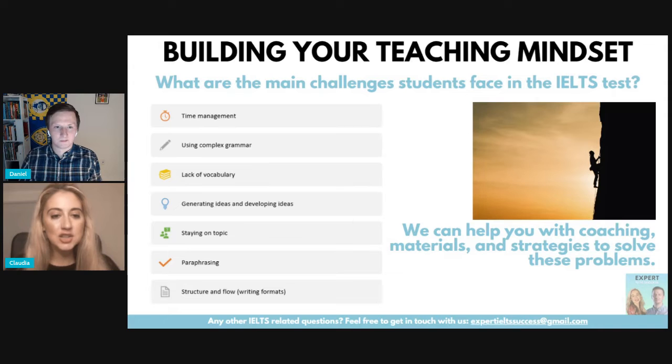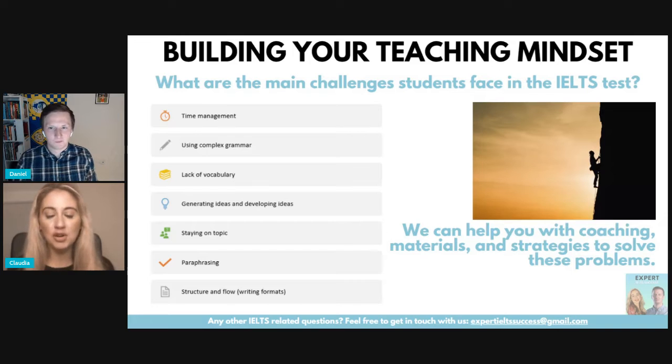And then lastly, structure and flow when it comes to writing, but also in speaking. How can we set them up to structure their talk for Part 2? Yeah, so this is what we need to work on as teachers. We need to help our students with these things.